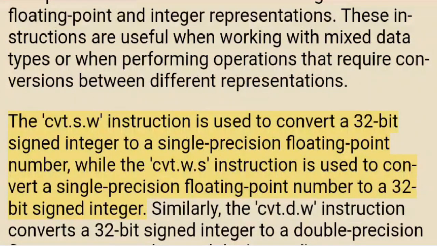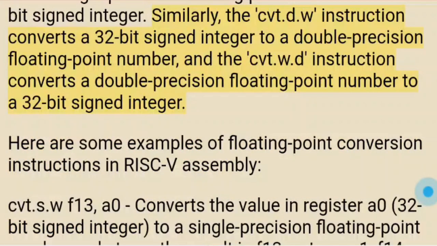The CVT.S.W instruction is used to convert a 32-bit signed integer to a single precision floating point number, while the CVT.W.S instruction is used to convert a single precision floating point number to a 32-bit signed integer. Similarly, the CVT.D.W instruction converts a 32-bit signed integer to a double precision floating point number, and the CVT.W.D instruction converts a double precision floating point number to a 32-bit signed integer.